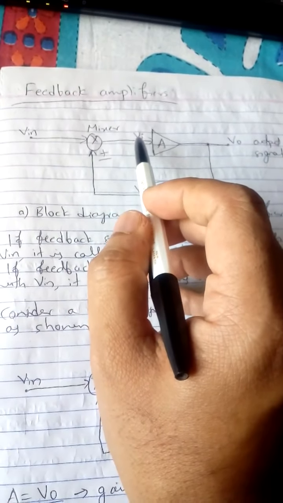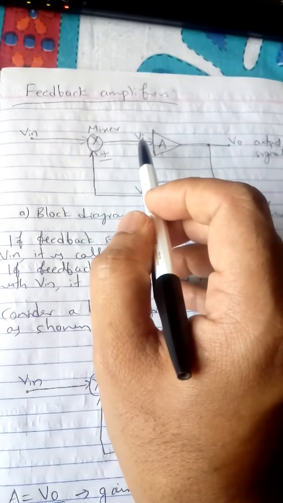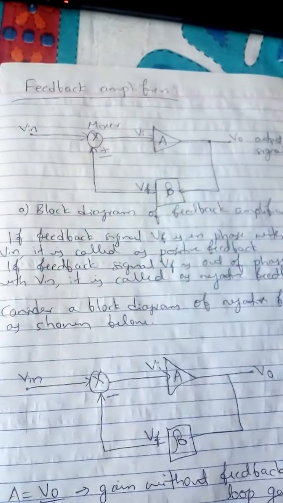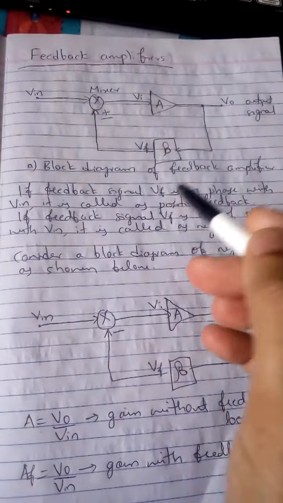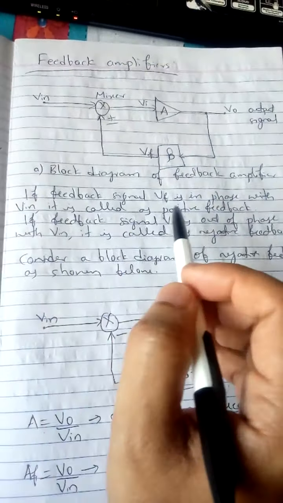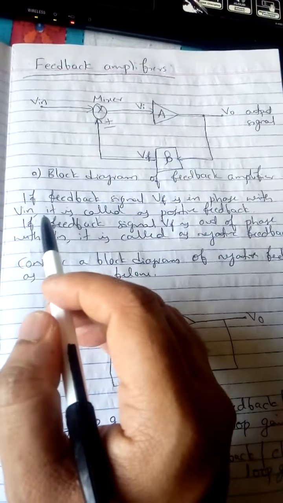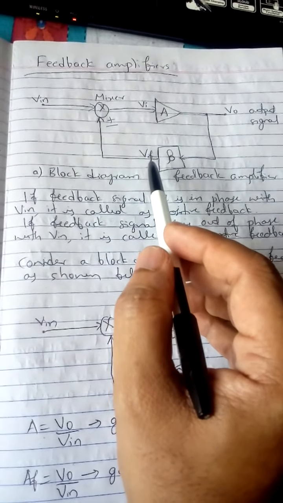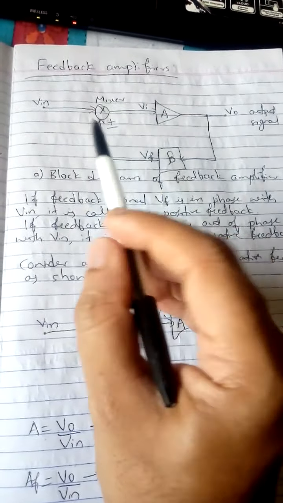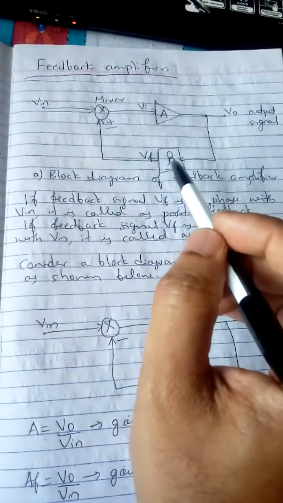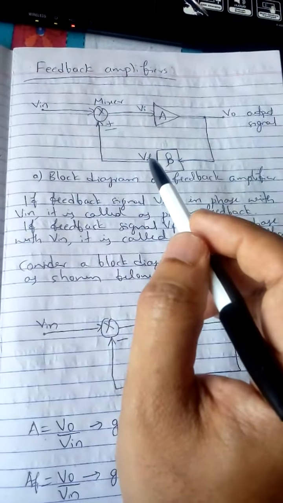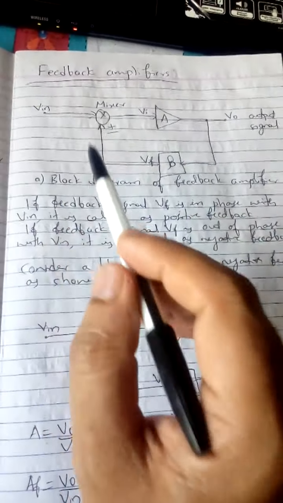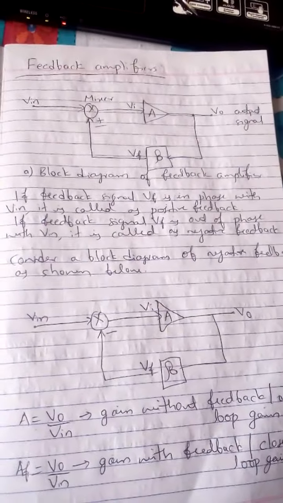Then I'm getting the signal from mixer as Vi. Okay, so this is the signal that is basically given to the amplifier. So if the feedback signal Vf is in phase with Vin, then it is called positive feedback. If Vf is in phase with Vin, then the feedback should be called positive feedback. Otherwise, if Vf is out of phase with Vin, it has to be called negative feedback.